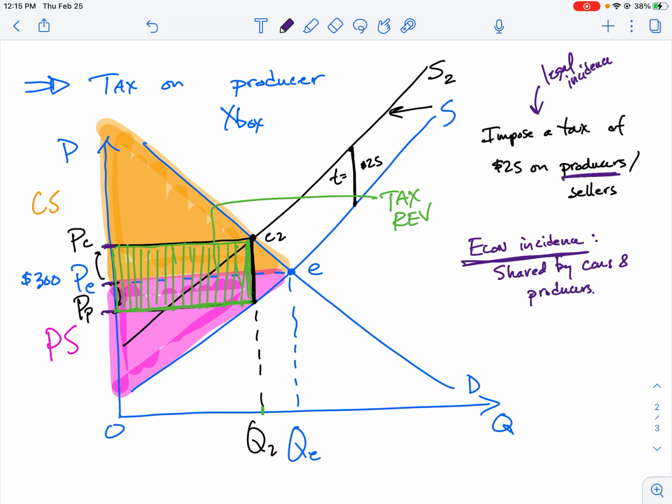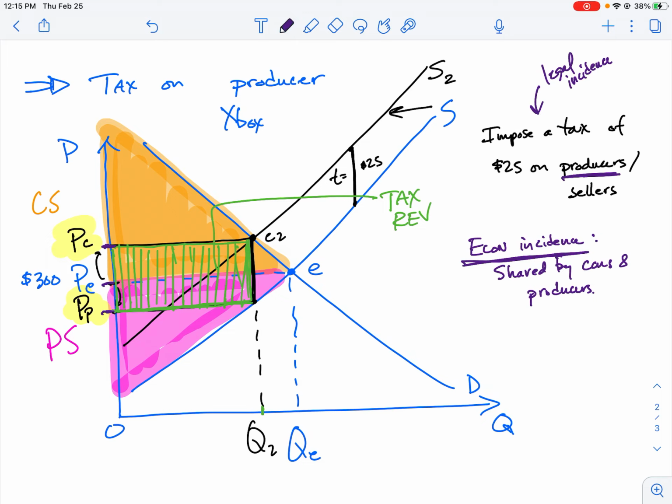And you can see that two ways. One, when you look at the rectangle with the green stripes, where did it come from? Both consumers lost surplus and producers lost surplus. So they both bear some of the economic incidence. You can also see it because consumers pay a higher price than they did before, and producers get a lower price than they did before.